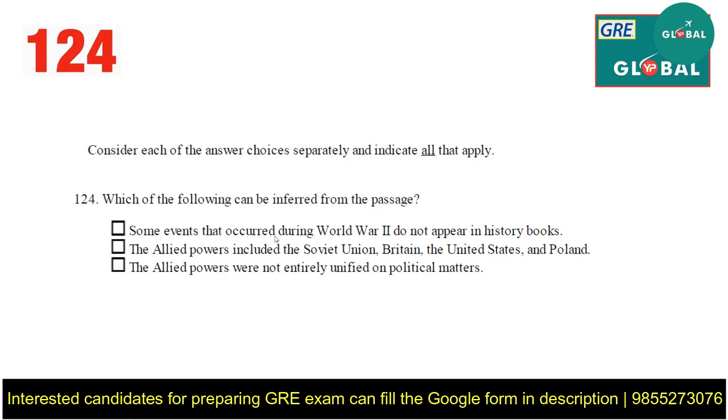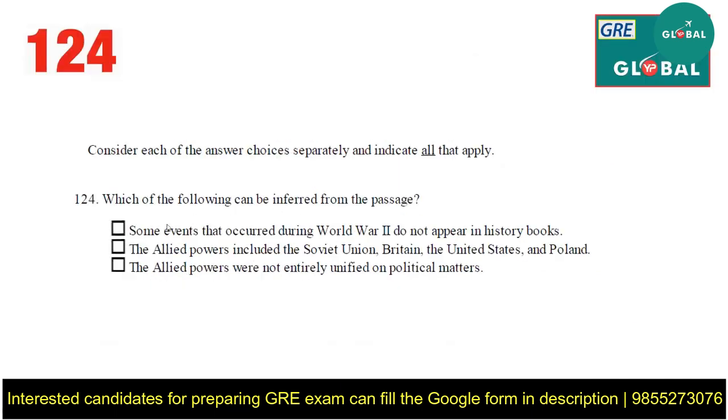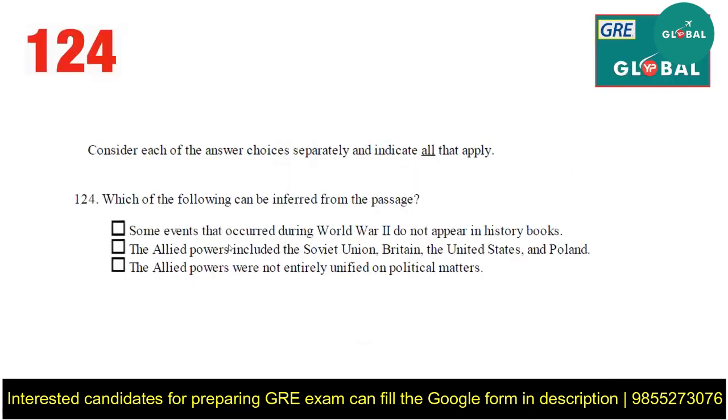Some events that occurred during World War II do not appear in the history books. See, read the first line: atrocities committed during the Second World War are well known and meticulously documented by historians. However, later on the deportations were not covered. So the first statement is not correct, because the events of World War II were covered meticulously and in detail. Next: Allied powers included the Soviet Union, Britain, the United States, and Poland. Go back. It says the Allied powers had something to gain, then it talks about the United States, Britain, the Soviet Union. It does not talk about Poland as an Allied power. No doubt Poland was with the Allied powers, or the Allied powers were supporting Poland, but Poland was not one of the Allied powers. So that also looks like a wrong statement.